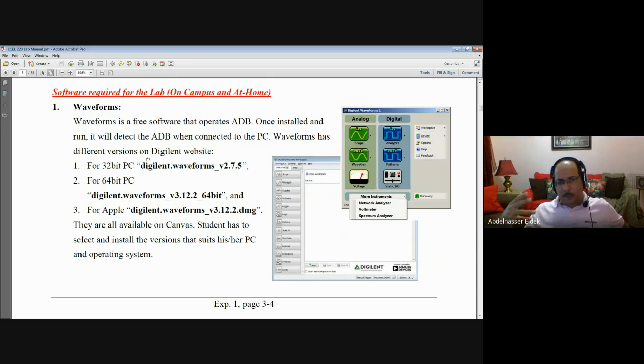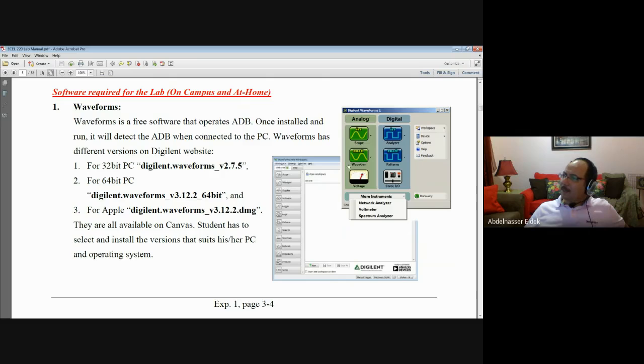Then you just need to install the right version that fits your computer. For example, the traditional one looks like this. This is the window of the WaveForms, and this is a new one that looks like this. I personally prefer this one, but they are almost the same. There's no difference.